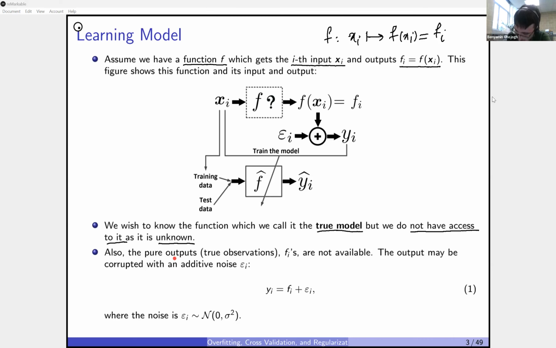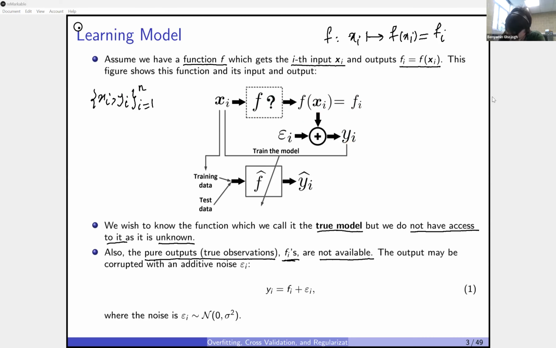So also the pure outputs, which are the f of xi's or fi's, the true observations, are not available. Why? xi is available. So we have a data set of xi and also the labels or observations yi's, for i from, for example, 1 to n. We have some data set. But f of xi, we don't have it. Why? Because we don't have f. As we don't have f, we also don't have fi's. So fi's are the true outputs. Yi's are the outputs in the data set, or labels in the data set.